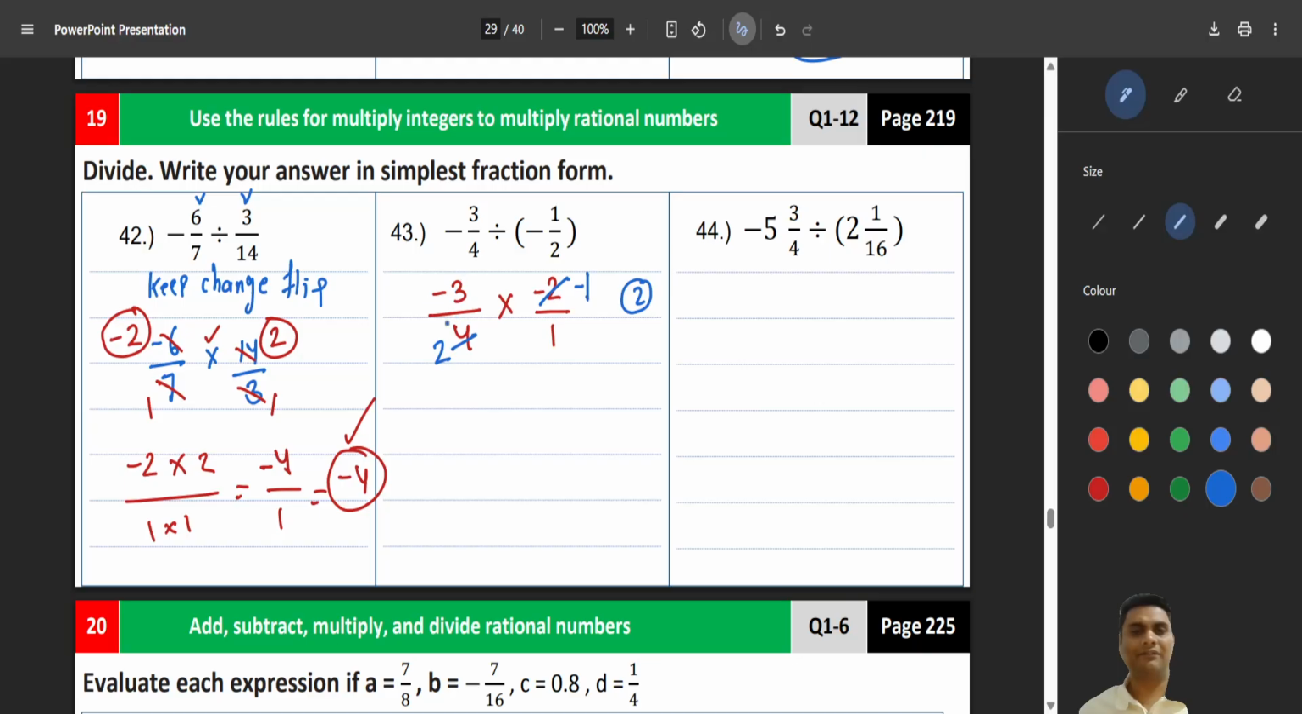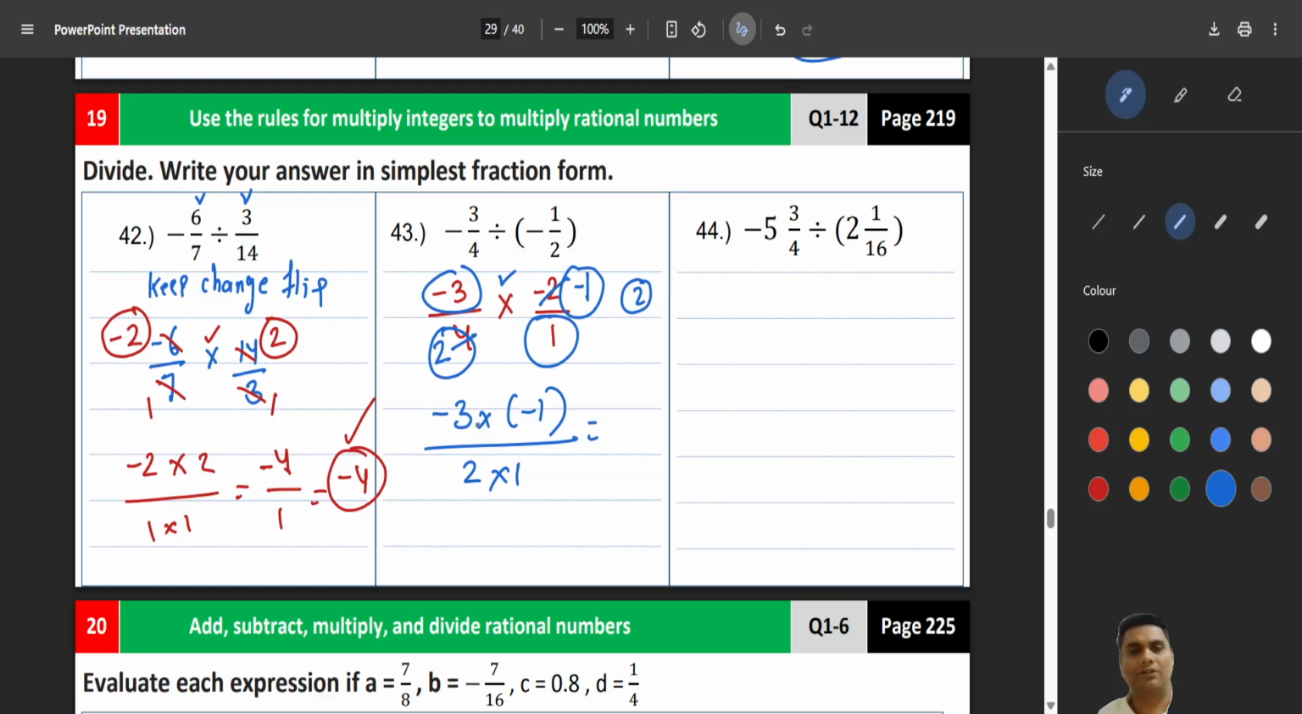Can I divide the 3 with the 2? No, they do not come in the table together. So let us multiply. Minus 3 multiplied by minus 1, divided by 2 multiplied by 1. 3 times 1, 3. 2 times 1, 2. Here, same sign, yani plus. No problem. So 3 over 2.